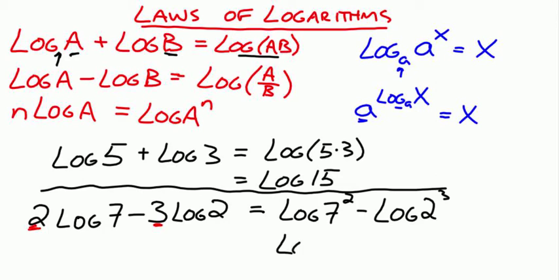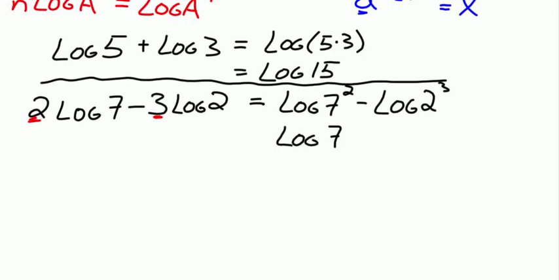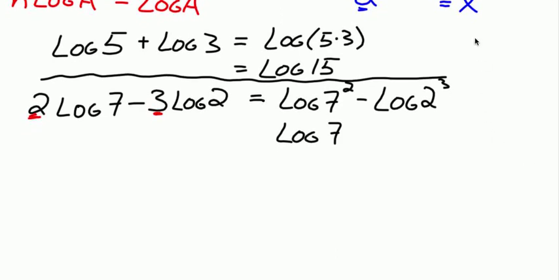We know that log of 7, I'm out of space here. Let me get myself some more space real quick, so that way we can have enough space here. All right, so log of 7 squared, we know we've got a subtraction there, so we've got log of 7 squared over 2 cubed. All right, our whole point is to simplify, so we're not quite simplified yet.